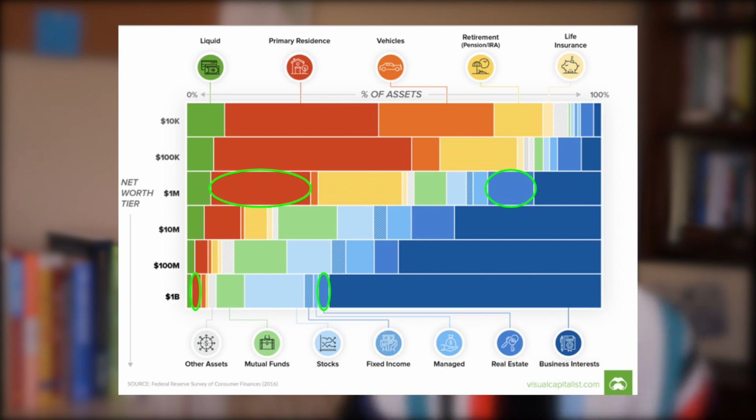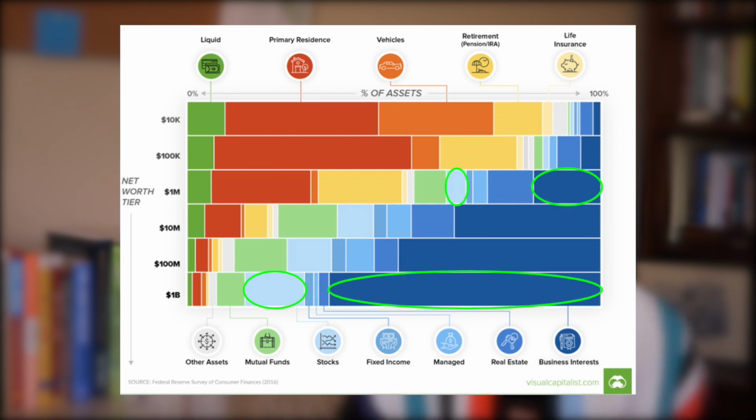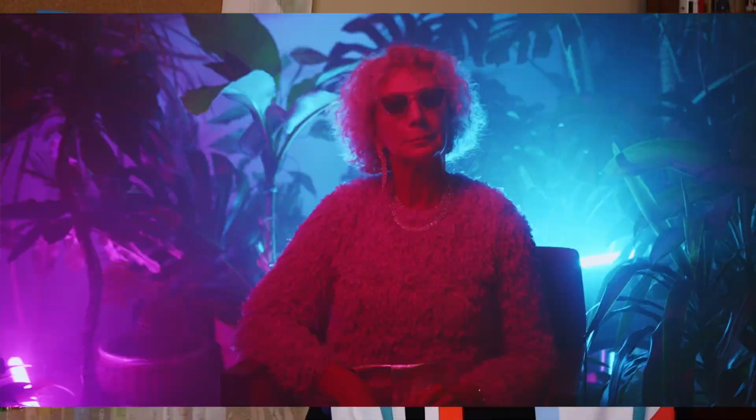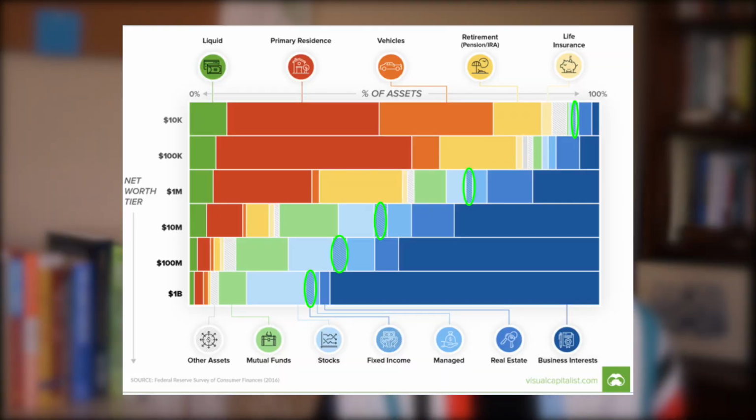What becomes more and more important contributors of their wealth are stocks in light blue and business interest in dark blue. So if you want to become rich, invest in stocks and own successful businesses. Easy, right? And fixed income, which is mostly bonds in blue with dashes, is an integral part of asset allocation for most people, regardless of how much money they have, but not a significant portion for anyone.